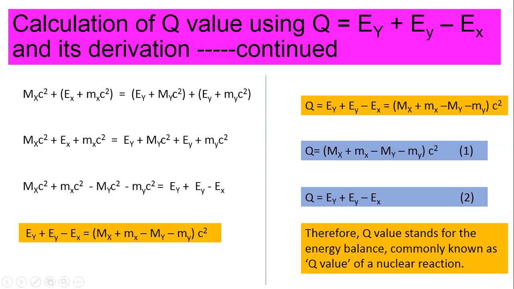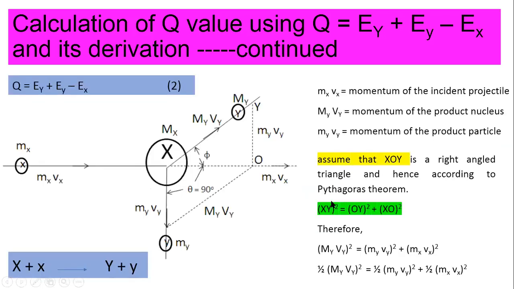So now you can understand, the Q may be the difference of the masses as represented over here in equation number 1, or Q may also be the difference in energy as shown with equation number 2. Therefore the Q value stands for the energy balance, commonly known as the Q value, of a nuclear reaction. Now, this looks easy, but it is not an easy case to actually calculate the energy of the product nucleus. So this was our third objective.